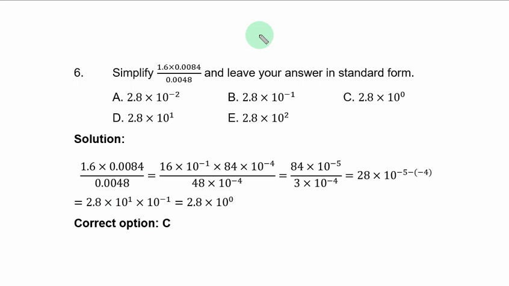Question 6. Simplify 1.6 times 0.0084 over 0.0048 and leave your answer in standard form. Solution. To do this without a calculator, you have to express all the numbers as whole numbers.